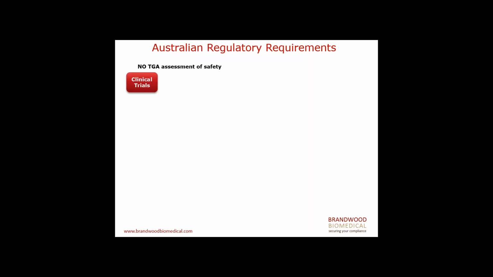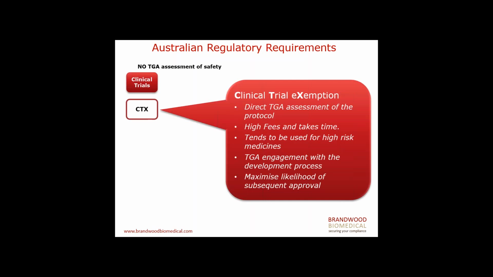There are usually two pathways to notify TGA if a device is to be used for clinical trial. The first is a clinical trial exemption scheme. What this requires is a direct TGA assessment of the protocol. There are a lot of fees and a lot of time required for this pathway, and it's usually used for high-risk medicines. This pathway requires engagement with the TGA as you develop the process. And the advantage, I guess, for this process is that while you're spending a lot of fees and time on this, it does increase the likelihood of subsequent approval.